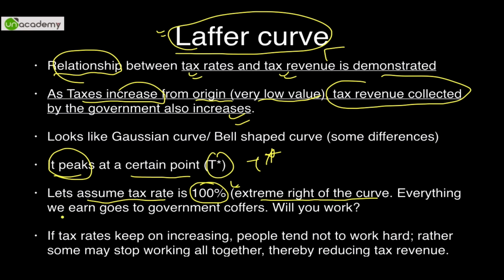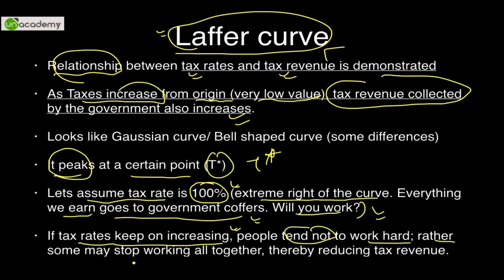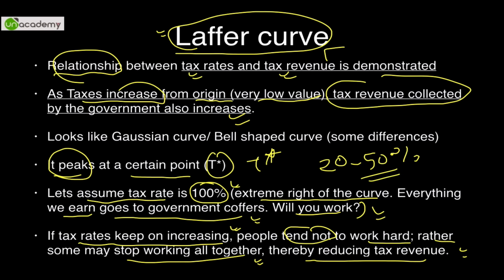Now everything you earn will go to the government coffers. Now, will you work? No, obviously the answer is no. That is why we do not increase the tax rate to 100%. So it means that if tax rates keep on increasing, people tend not to work hard. Rather, some may stop working altogether because people will not be incentivized enough, and thereby it will reduce tax revenue. So it asks to keep the tax rate anywhere between 20 to 50%, not beyond that. That is followed by the entire world. So how do you draw this Laffer curve?